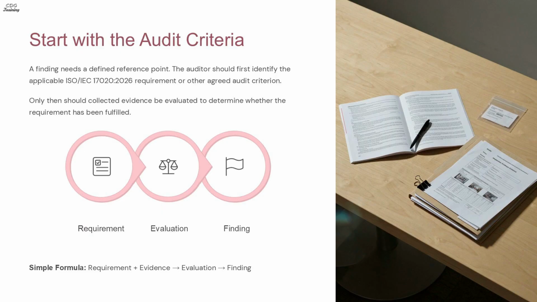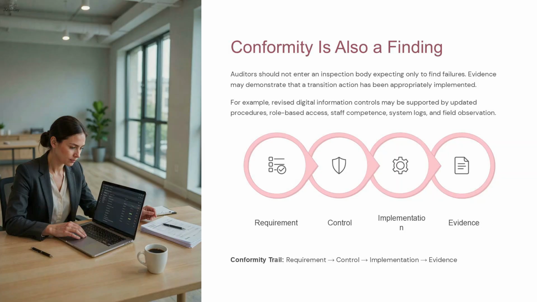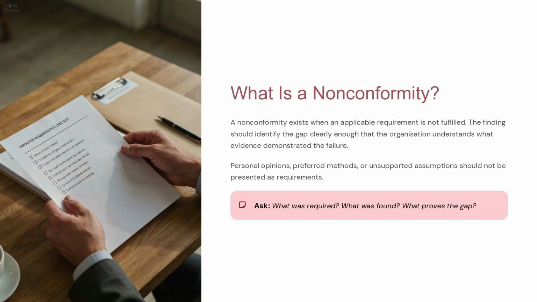Auditors start with clear criteria to evaluate evidence and determine findings, forming the foundation of the audit process. Conformity can also be a finding, showing that evidence supports the transition's success, not just failures. Nonconformities arise when requirements aren't met, and it's crucial to identify the gap clearly.